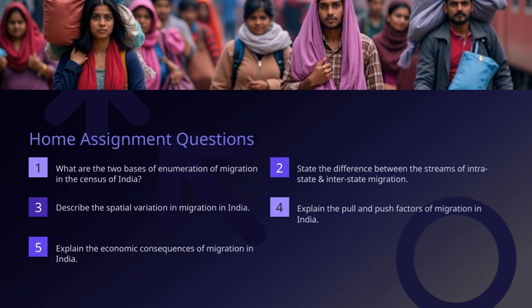Next, we need to differentiate between intrastate and interstate migration. Intrastate migration occurs within the same state, often for reasons like employment or education, while interstate migration involves moving from one state to another. The patterns, causes, and impacts of these two types of migration can vary significantly, influencing regional development differently. Moving on to the economic consequences of migration in India.